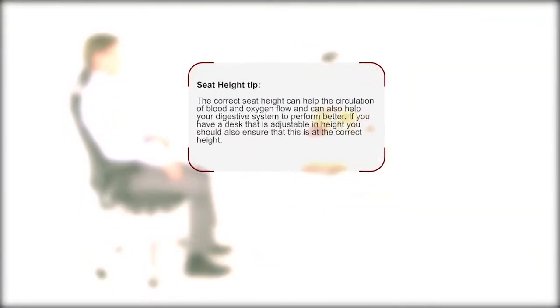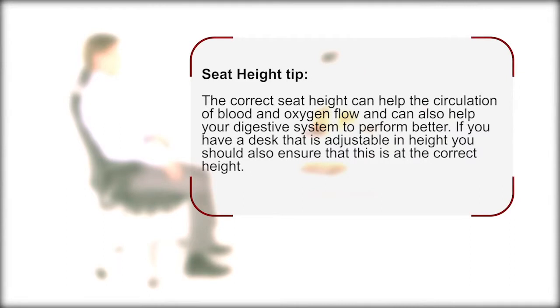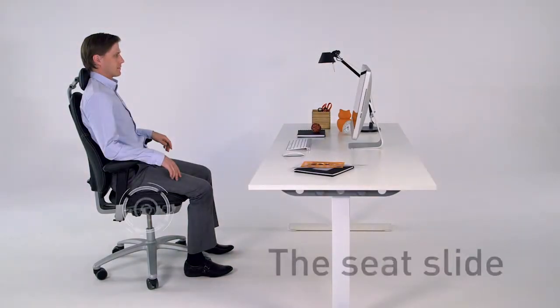The correct seat height can help the circulation of blood and oxygen flow and can also help your digestive system to perform better. If you have a desk that is adjustable in height, you should also ensure that this is at the correct height.